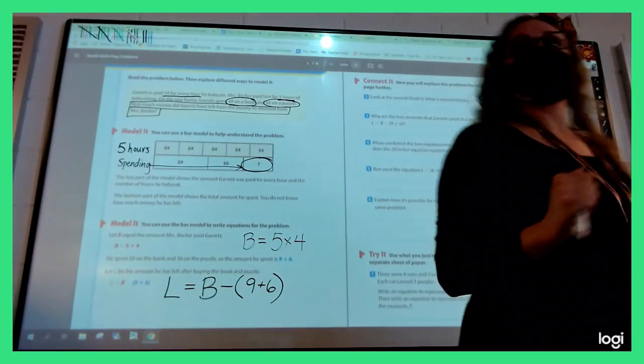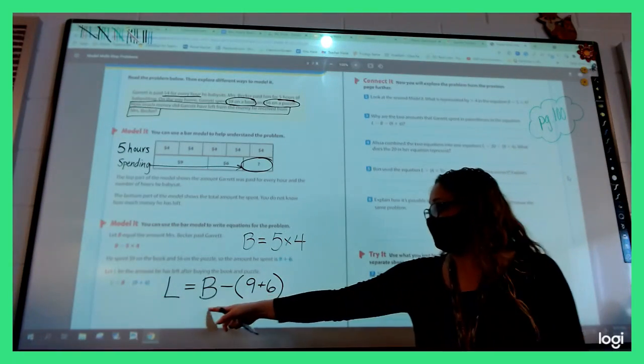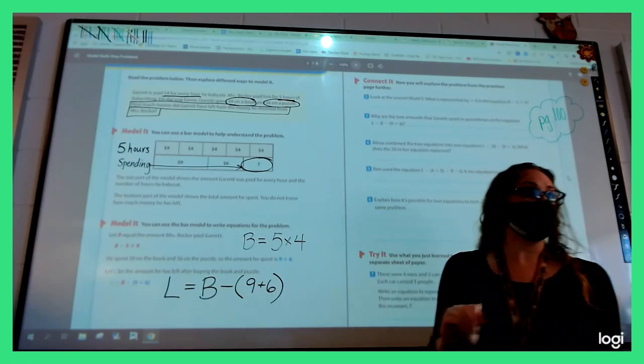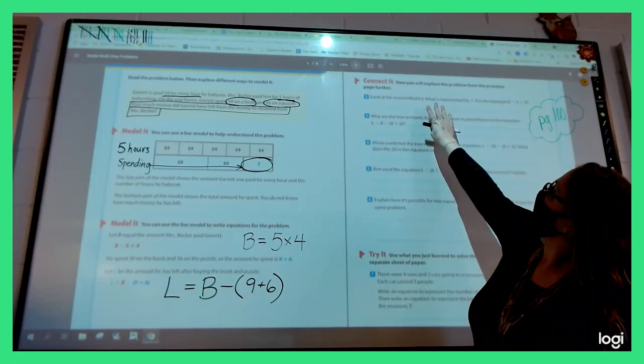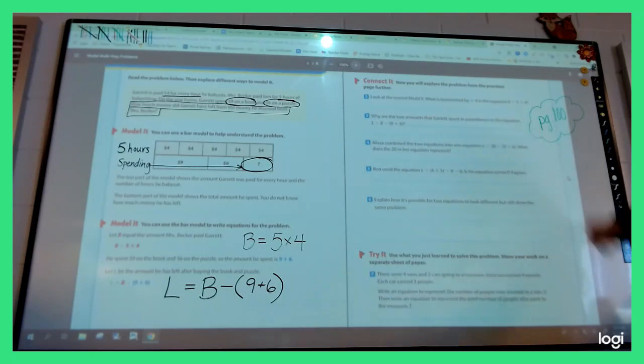I just want you to rewrite it, think about that. Hayden? B is 20. So if we filled in B is 20, we could solve the parentheses and finish our equation. Okay, so before we get ahead of ourselves, let's go to the top of the next page, page 101.